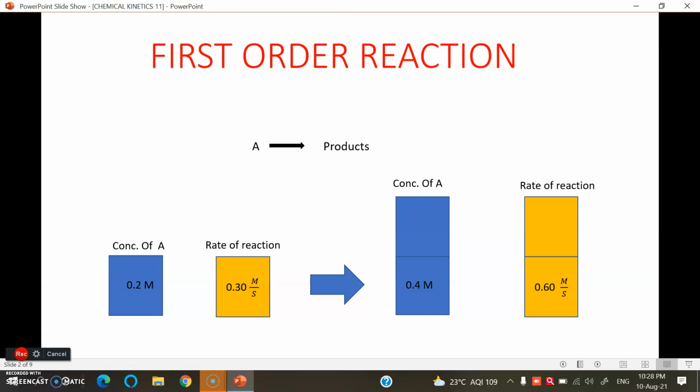Whenever we increase the concentration of reactant by 2 times, the rate of reaction also increases by 2 times. That is, there is a linear proportion between the concentration of reactant and the rate of reaction. Whenever we increase the concentration of reactant by 3 times, the rate of reaction also increases by 3 times.